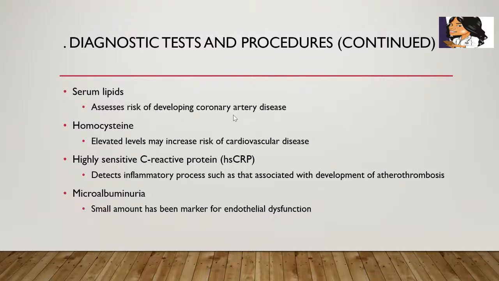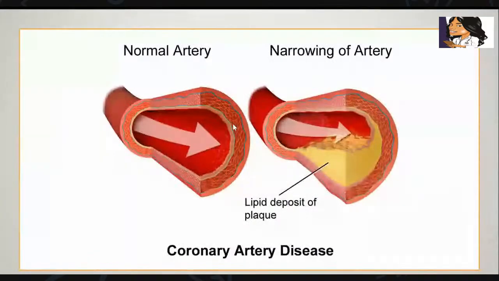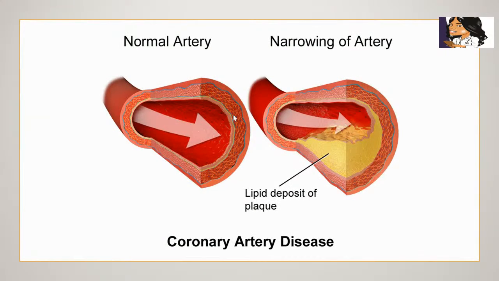And microalbumin in the urine. So if there's a small amount detected, then this may kind of diagnose the patient with some type of coronary artery disorder. Remember, they're doing a cardiac workup. So all of this is included in the cardiac workup. All right. So here's some visuals for you guys. This is the coronary artery disease.